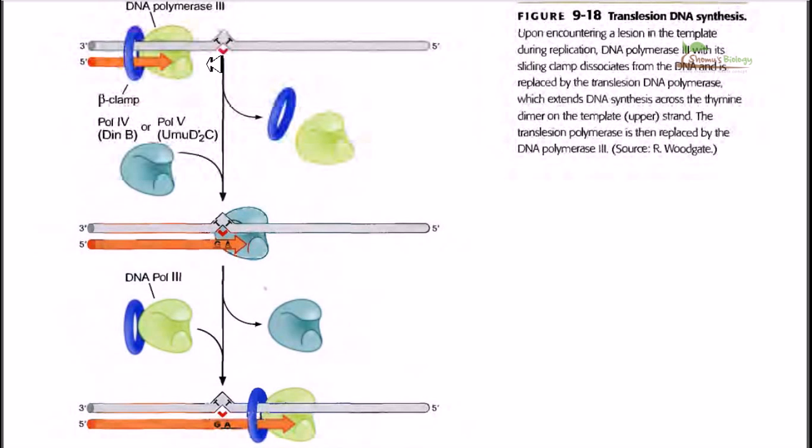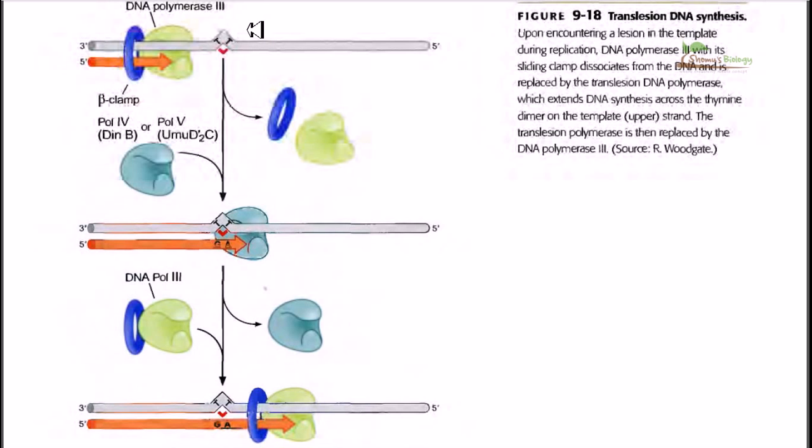But in this case, what we can see here is a new replication procedure where they are replicating this thymine dimer containing template without deleting or repairing this thymine dimer. So they are carrying out the DNA replication process with this defect in the DNA.